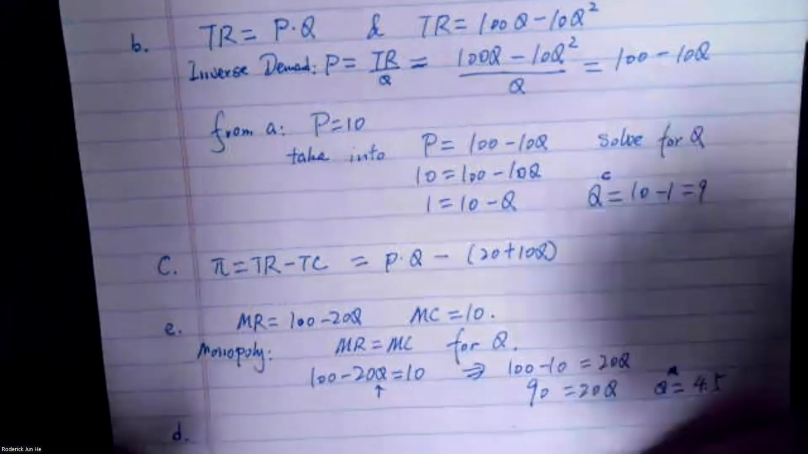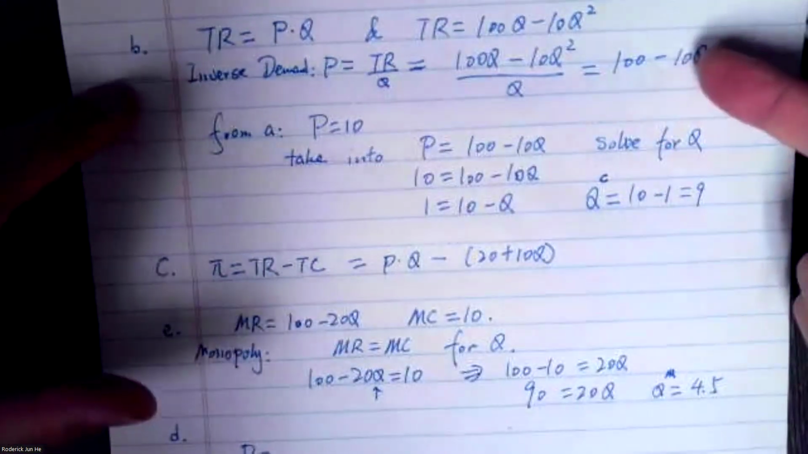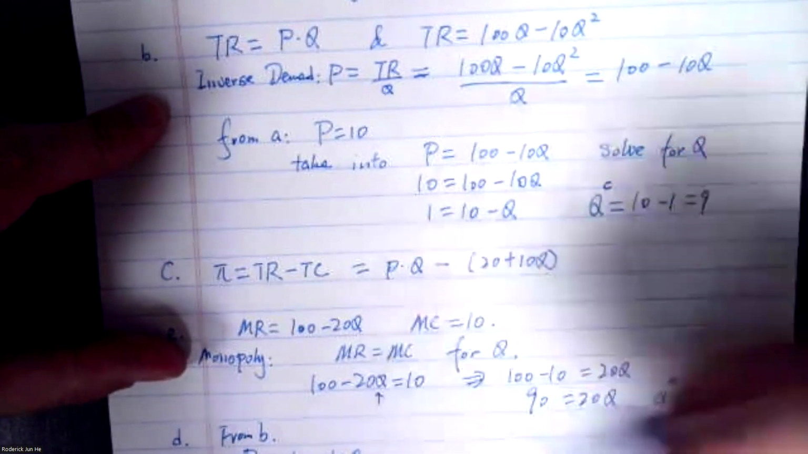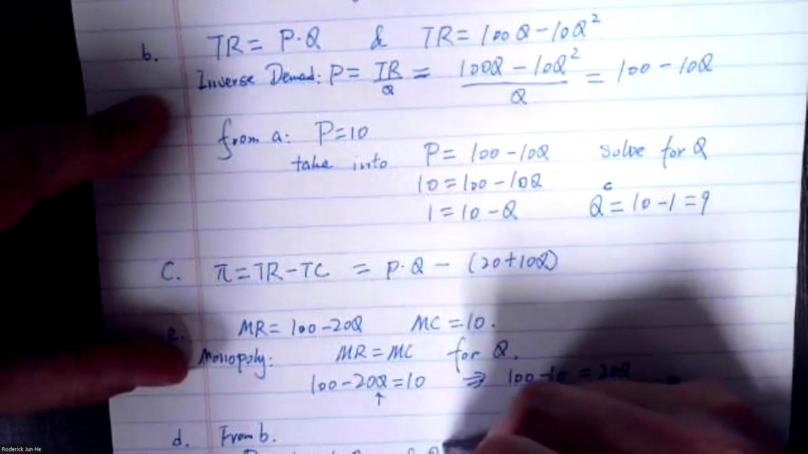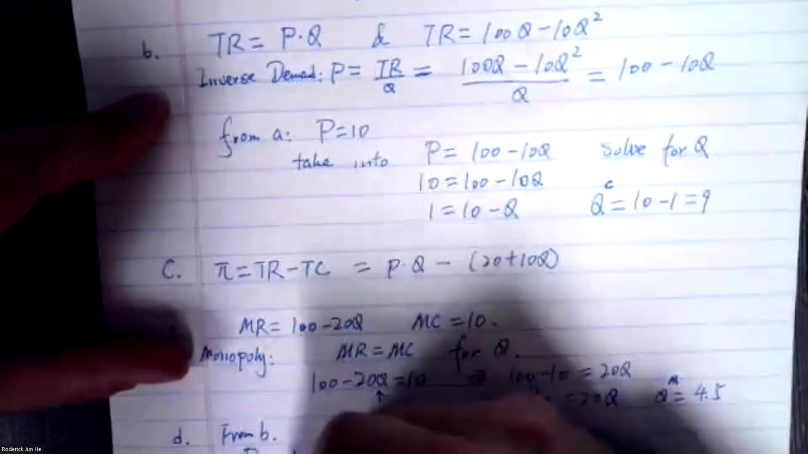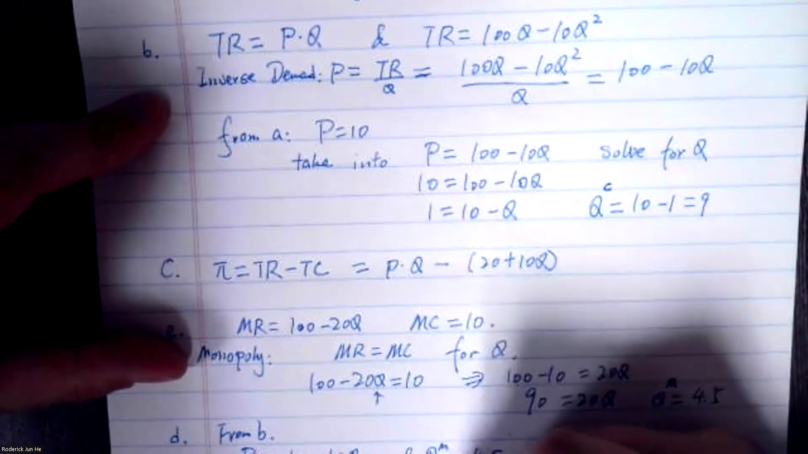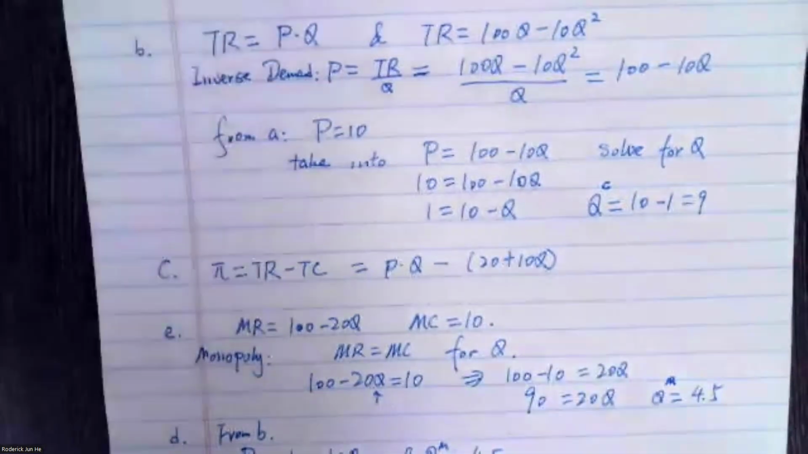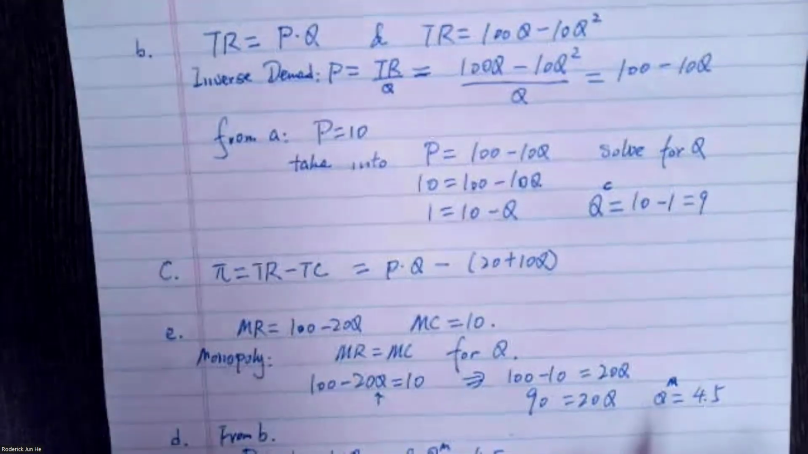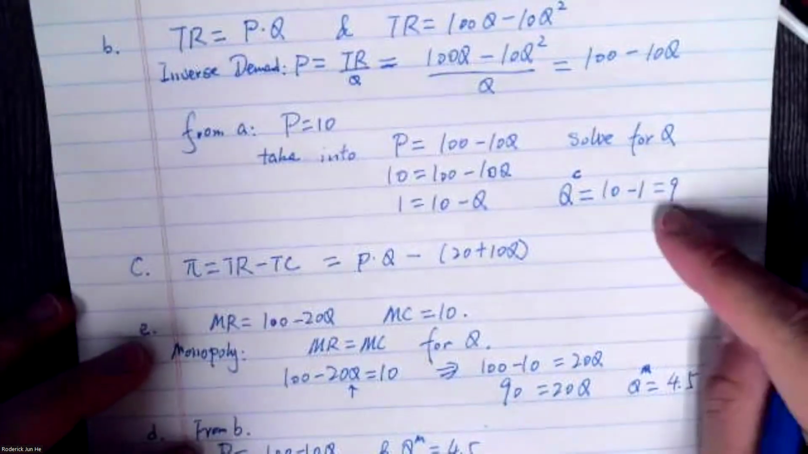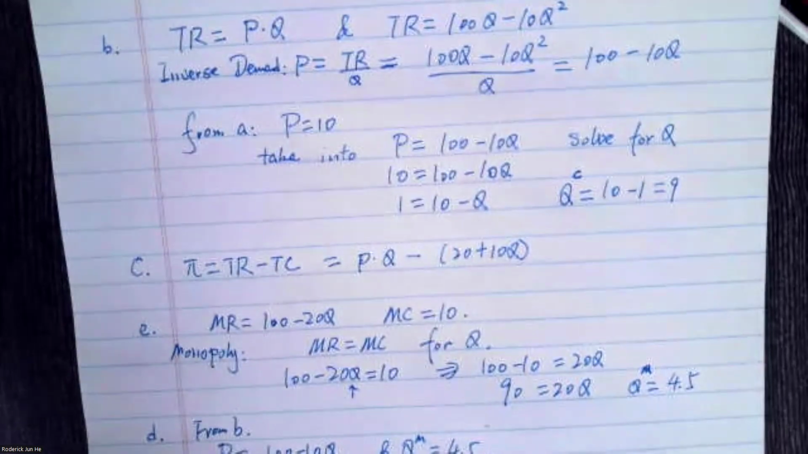Okay, so price equals, coming from B, price equals 100 minus 10Q. And here we have QM equals 4.5. Then PM equals 100 minus 10 times 4.5, which is 55. That's a monopoly price. And you can see monopoly price is much higher than competitive price, right? And monopoly quantity is half the competitive quantity.